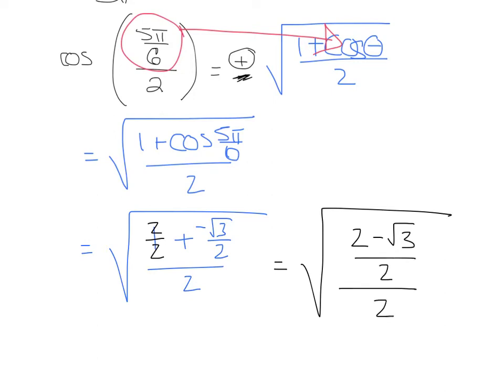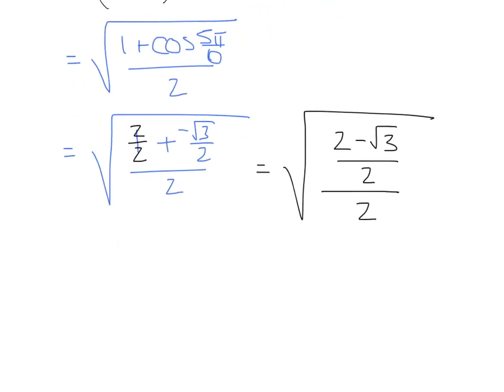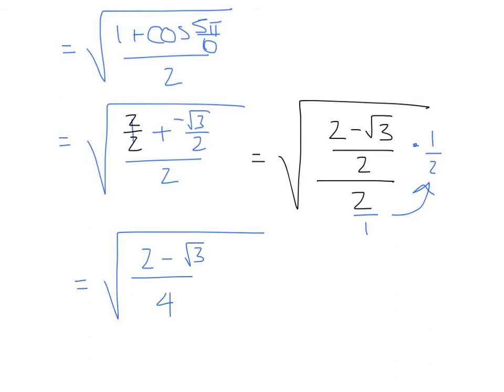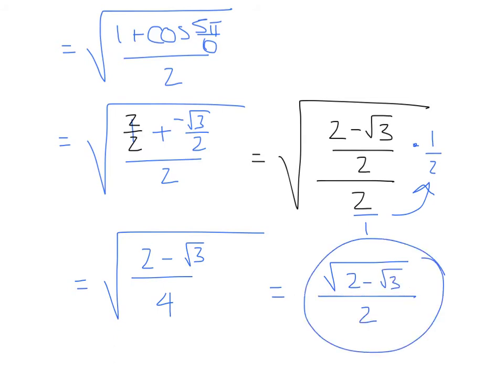What did we learn happens with these 2's? It becomes a 4. No, you don't cancel them out. Flip it over, put it over 1, flip it over, and then you can see you get 2 times 2 in the denominator. Okay, so you get 2 minus root 3 over 4. Can I take the square root of anything? 4. Good. So I end up with square root of 2 minus root 3 over 2, and that's our exact value.